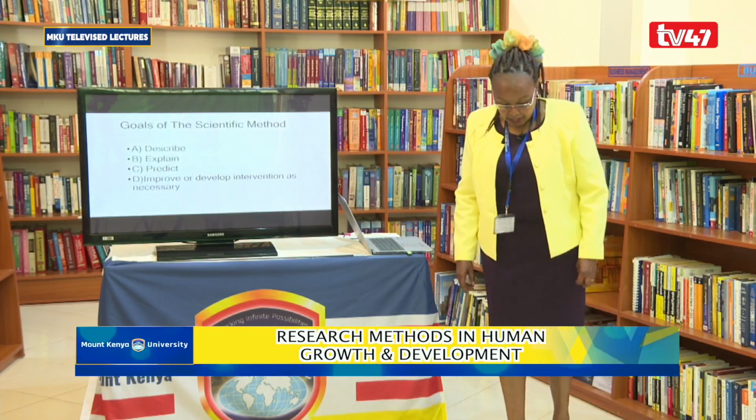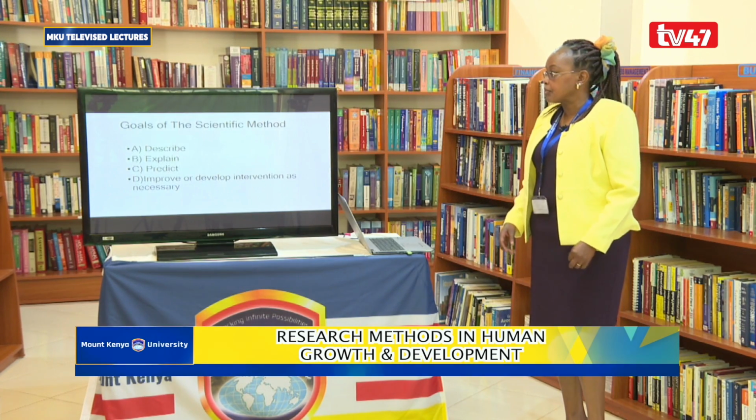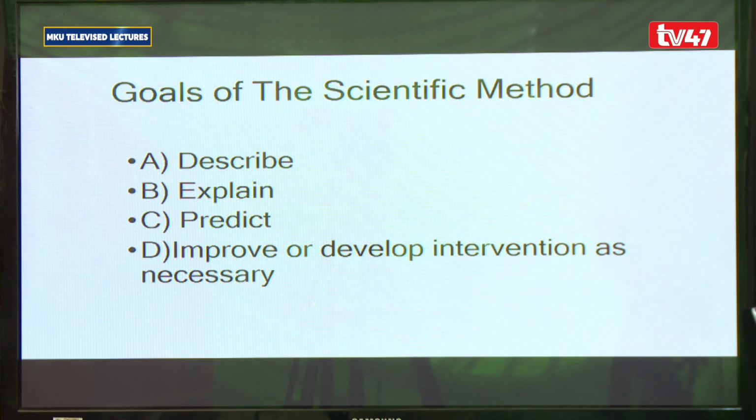And therefore, for us in the Department of Educational Psychology and Technology, we have to have a rough idea about what the goals of this scientific method are in the study of human growth and development. Maybe before I go deeply into each of them, I want you to know that there are 4 goals. Number 1, describe. Number 2, explain. 3, predict. And number 4, improve.